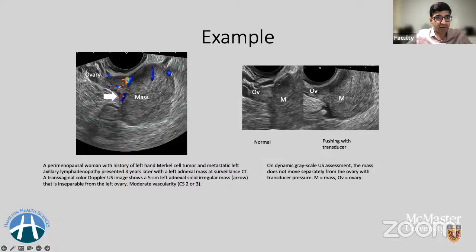However, to assess that further, you just do a manual push and pull on that mass with your transducer. If you push or do ballottement, and the mass is not ovarian, it will separate from the ovary, whereas if the mass is ovarian, it will not move separately from the ovary. As in this case, that's the ovarian mass. This is at rest, and when you exert pressure and push here, the ovary is again not separated from the mass, which means that it is arising from the ovary. So this is a very important point when you're doing pelvic ultrasound, to make sure what is the origin of the mass.